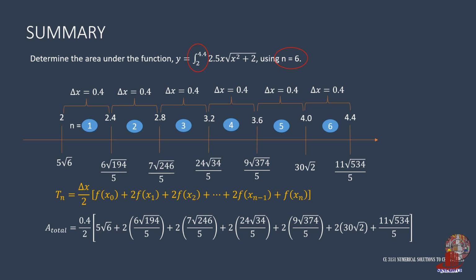The total area under the curve bounded by 2 and 4.4 is 70.17621. The answer in the midpoint rule of the same example is 69.93, showing a slight difference of answers from the two methods.